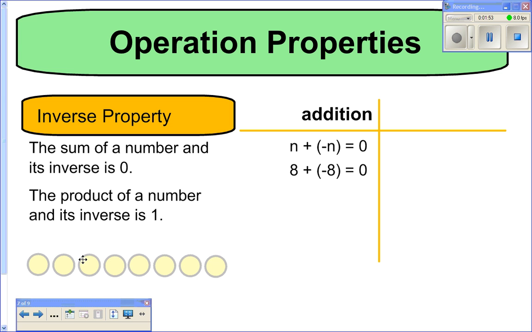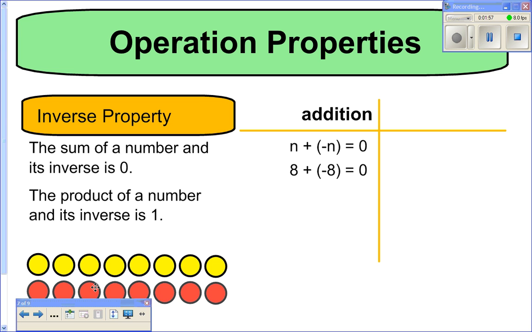Let's take a look at these chips. If we have 8, and we add 8 negatives, each one of these will cancel out. A 1 minus 1 is 0, a 1 minus 1 is 0, and so on. So 8 minus 8 is going to give you a 0.